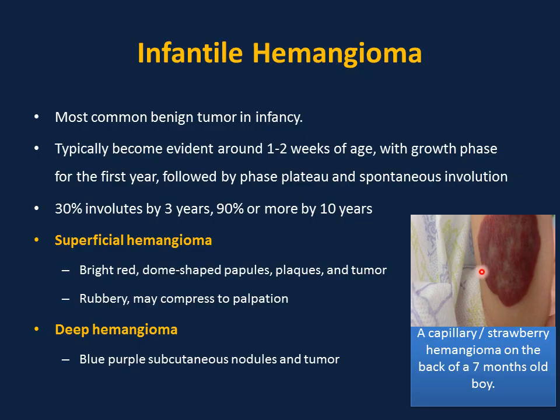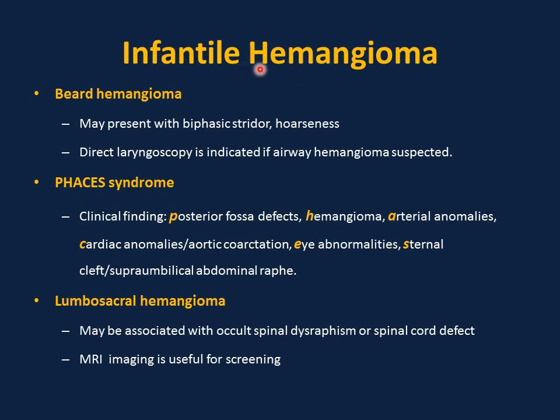This is a capillary strawberry hemangioma on the back of a 7-month-old boy. Very important, with any hemangioma on the back, you have to get an MRI because of possible extension to the spine. You should be familiar with the possible associations with infantile hemangiomas. A beard hemangioma or hemangioma in the neck area may present with biphasic stridor or hoarseness because of extension of hemangioma to the larynx. Direct laryngoscopy is indicated if airway hemangioma is suspected.